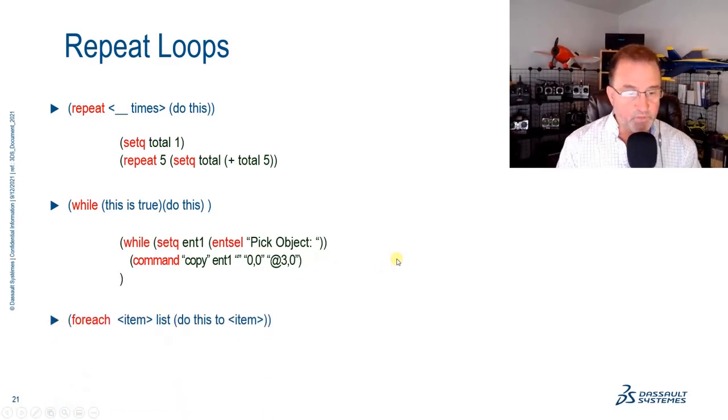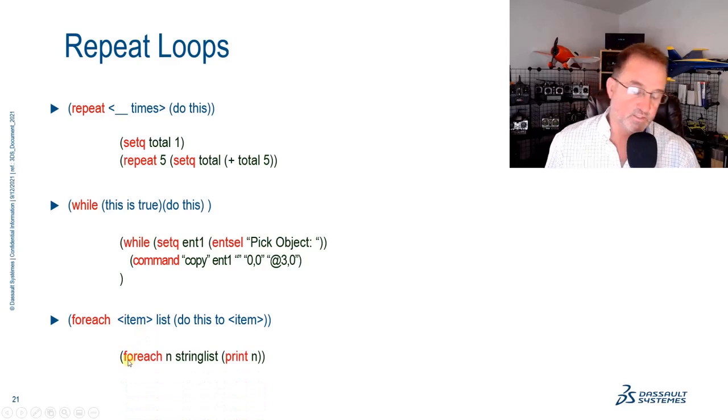Now there's another repeat function that is called Foreach, and what that does is it allows us to take a list of items and then for every item in the list do something. So the syntax is Foreach, and then we're going to give it a variable name, which is going to be what we're going to assign the item to. We're going to supply the list, and then this next sequence is going to say, well, do whatever this is to whatever this item is. So what does that syntax look like?